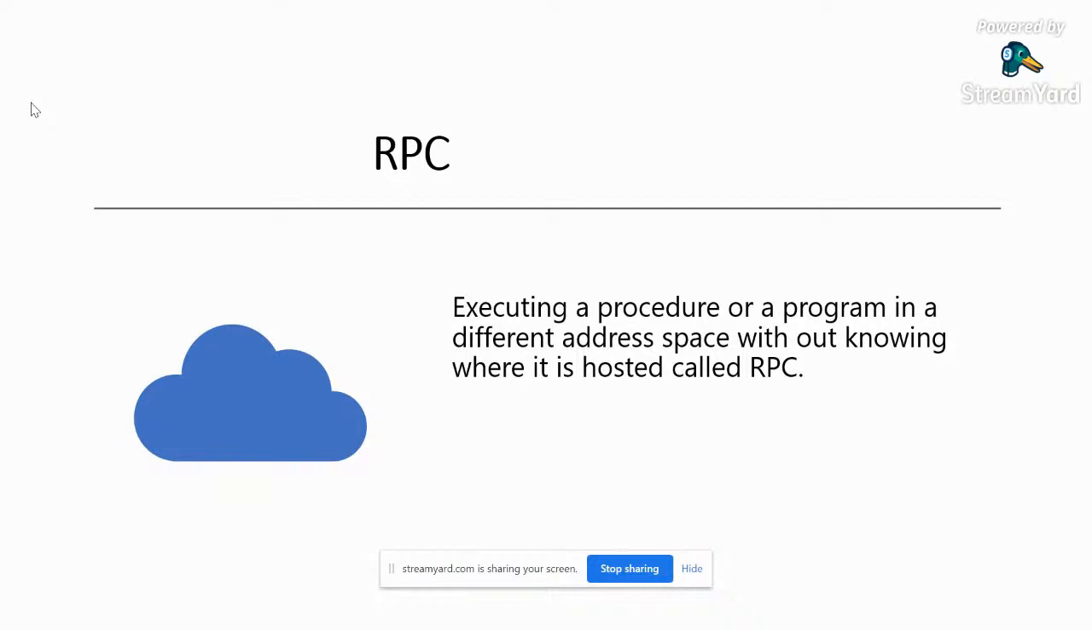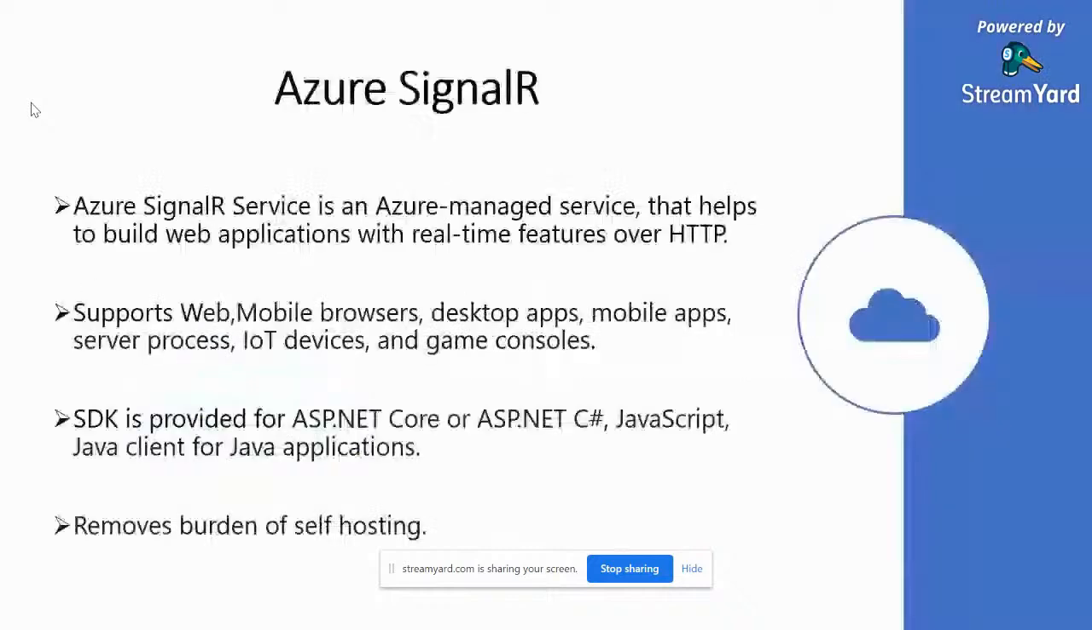So let us go on to SignalR and see what advantages Azure SignalR gives us. Azure SignalR service is an Azure managed service. When I say managed service, the infrastructure is provided by Microsoft Azure. All that we need to do is provide the resource name, where we want to host this service, in which geographical region we want to host it, and how many connections are required for the service.